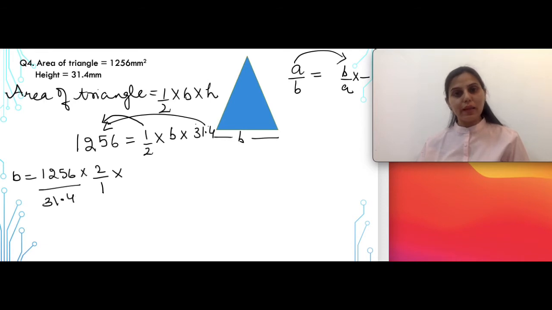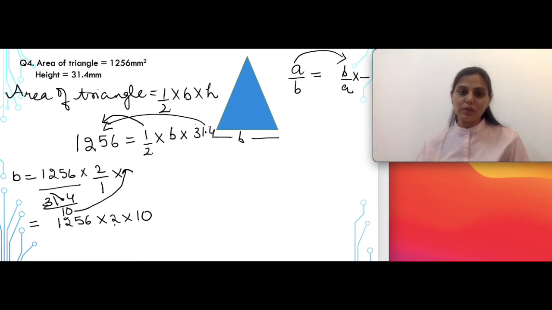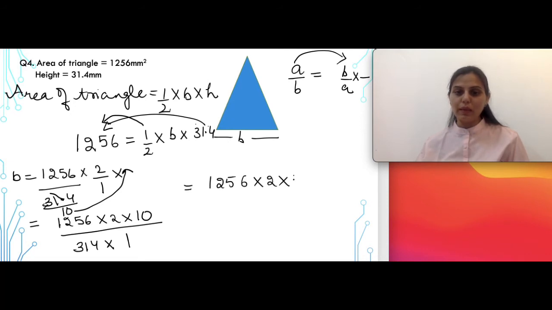31.4. In the next step, again we can convert this 31.4 into fractions. So we can write this as 1256 multiplied by 2 multiplied by 10. Why 10? Because when we remove the decimal of this 4, we'll get the denominator as 10, and eventually this denominator will go in the numerator. This whole term is divided by 314 multiplied by 1. So let's write this term here: 1256 multiplied by 2 multiplied by 10 whole divided by 314.